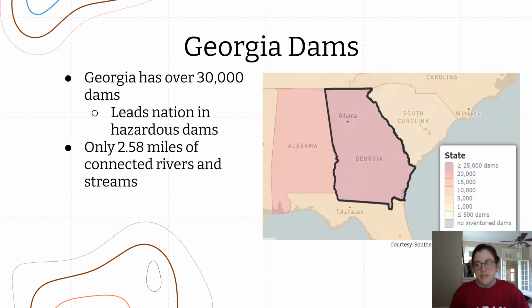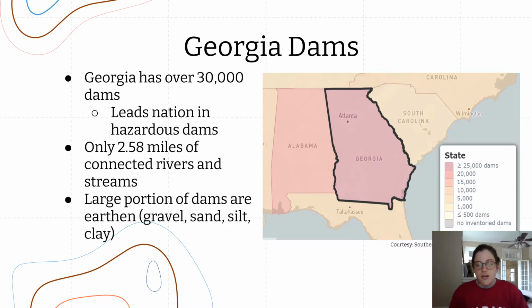Dams cause a lot of connectivity issues, so you can imagine with over 30,000 dams, that's a lot of connectivity issues. So on average, Georgia only has about 2.58 miles of connected rivers and streams. A large portion of those dams are earthen, which means they are built up out of gravel, sand, silt, or clay.